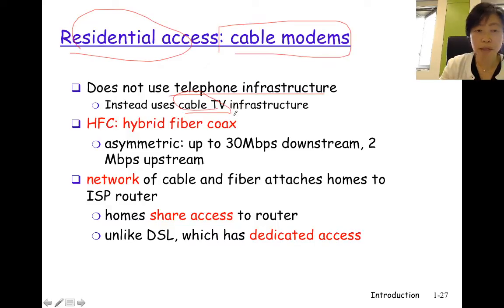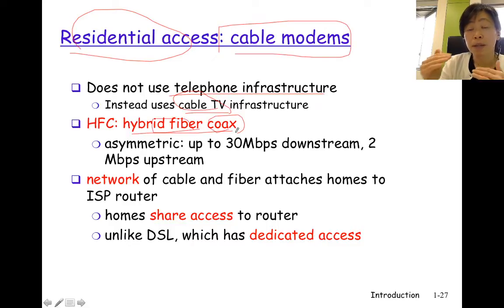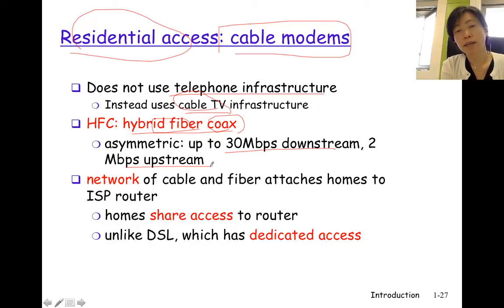Now, what's slightly different is the cable being used by the cable network is this. It's a hybrid cable where you see a bit of fiber and a bit of copper. Some segments use more fiber, some segments use more copper coax. The link is also asymmetric. For downstream, 30 megabits per second, but for upstream, only 2 megabits per second. But generally speaking, the bandwidth is much higher than the ADSL.